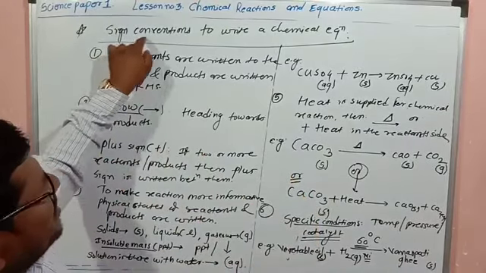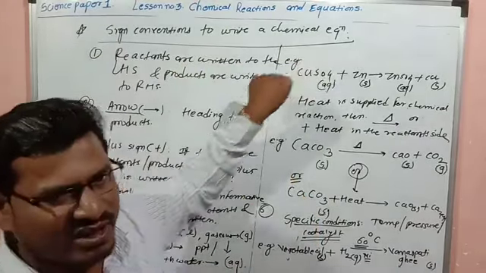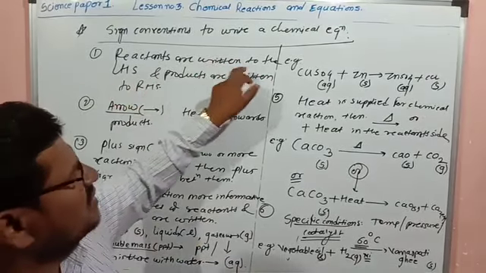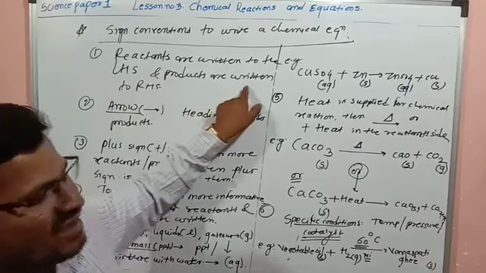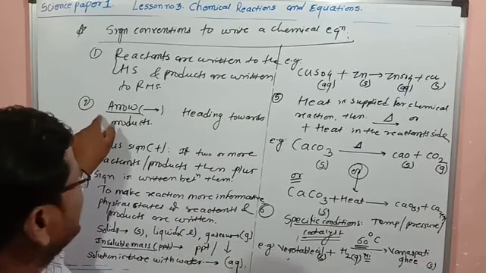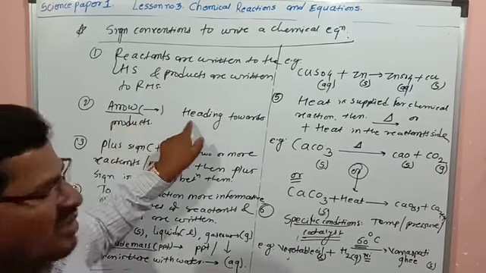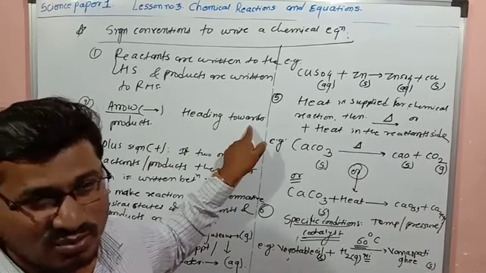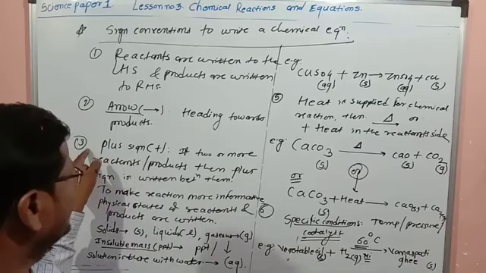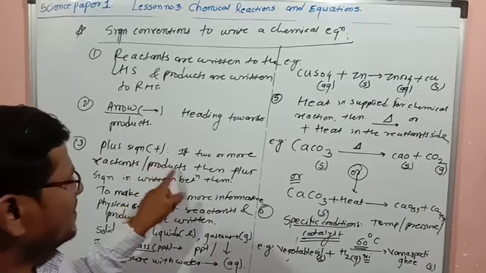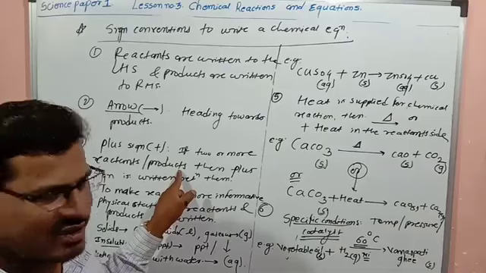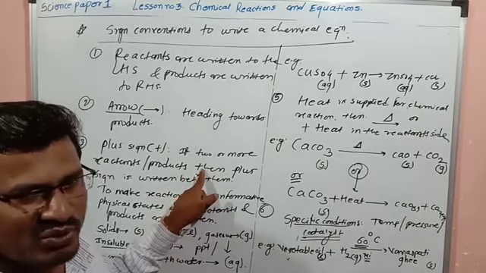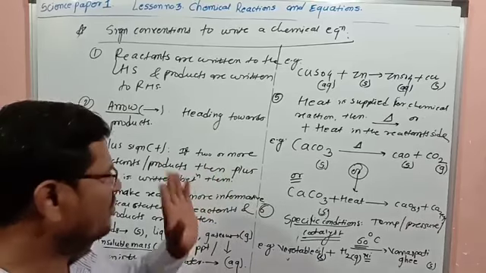So, the sign conventions to write a chemical equation. In that there are 7-8 points. The first point is that reactants are always written on the LHS and products are written on the RHS. Second, between the reactants and products an arrow is placed, pointing towards the products. Third, if two or more reactants or two or more products are there, then they are joined by a plus sign placed between them.